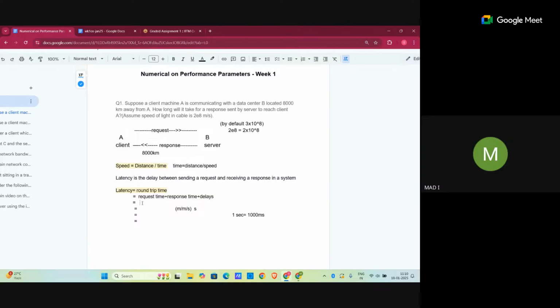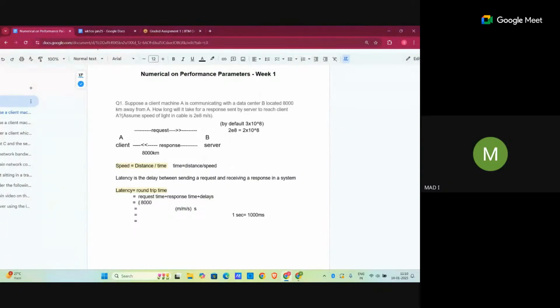So request time will be 8,000 kilometers divided by speed. Just note one thing: whenever solving numericals, make sure that you are balancing all the units. Here the distance is given in kilometers, so we will first convert it into meters. Why are we converting it into meters? Because the speed is given in meters per second. Here it is written as 2e8, which is just a notation meaning 2 into 10 to the power 8.